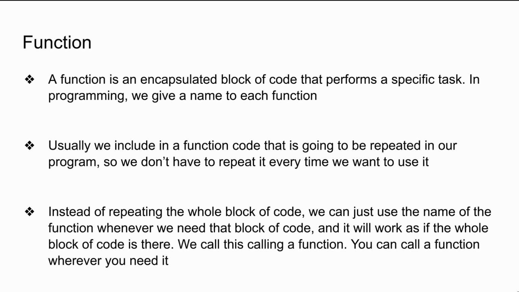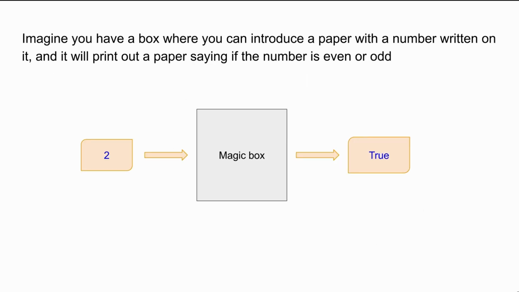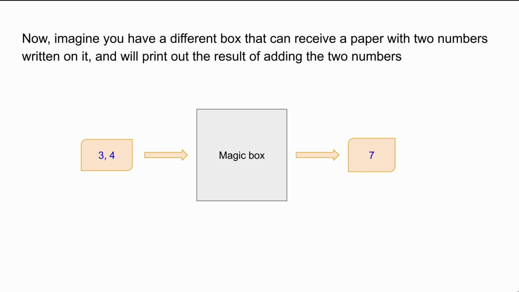I know this sounds a bit strange right now if you have never seen functions before, but let's try to put it in simple terms. Imagine you have a box where you can introduce a paper with a number written on it, and it will print out a paper saying if the number is even or odd as true or false. So for example, if the number is even, we can get true, and if it is odd, we can get a false.